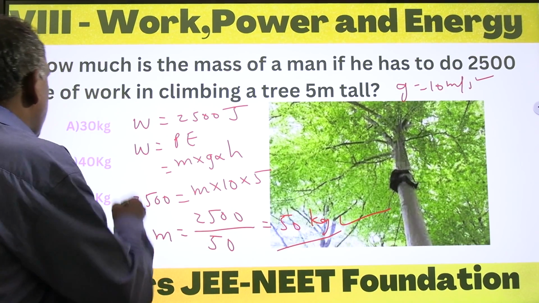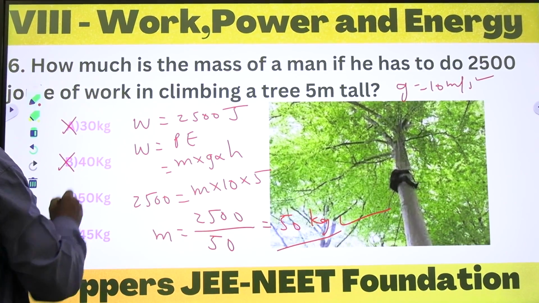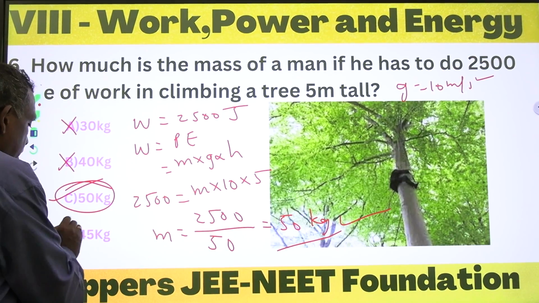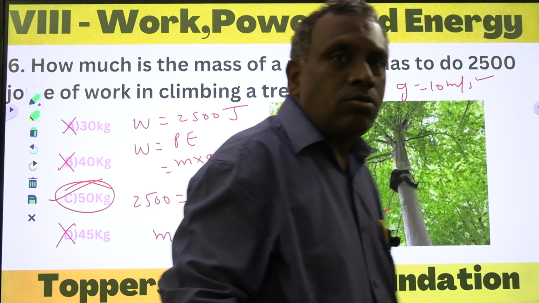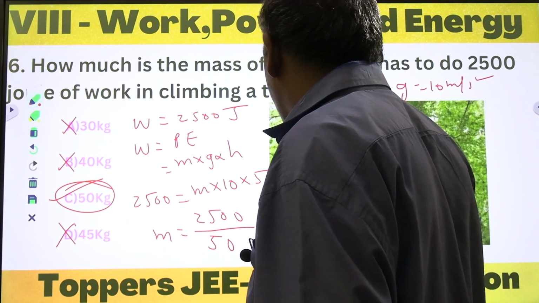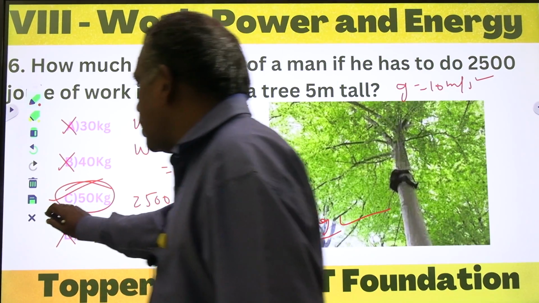So 30, 40 are the wrong answers. The correct answer is 50 kg. 45 kg is also a wrong answer. So this is question number 6, and 50 kg is the correct answer.